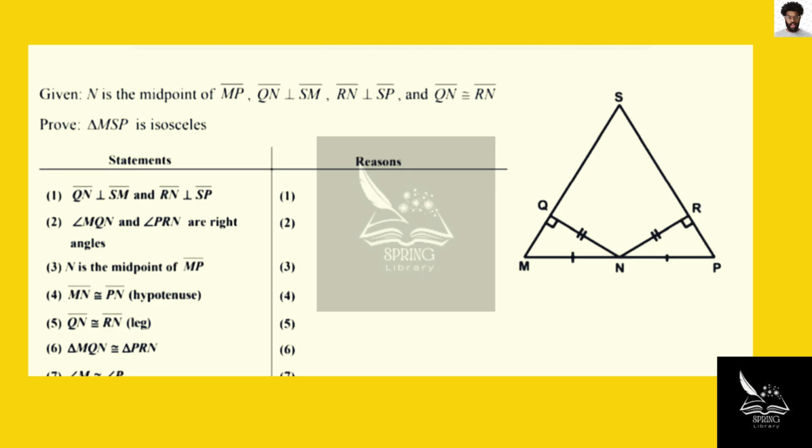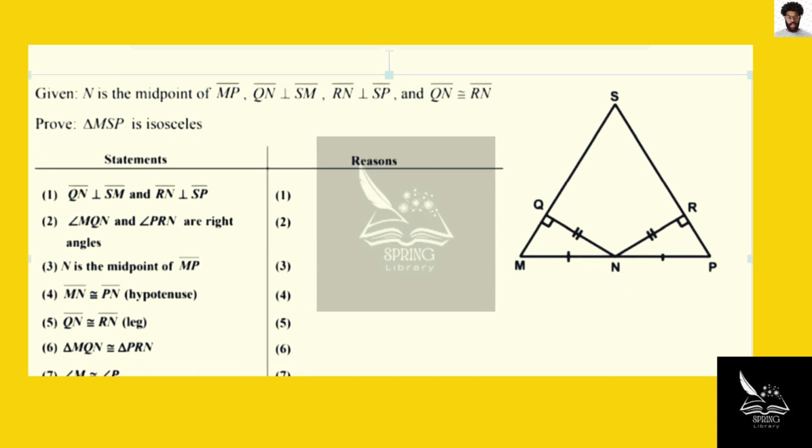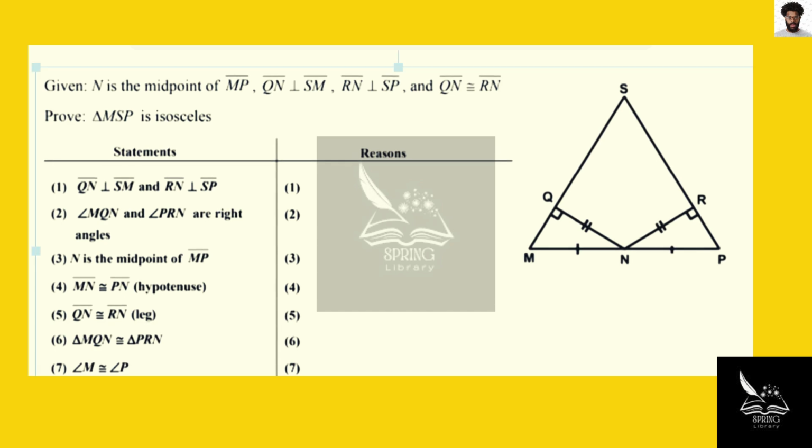All right, so you're given a lot of information there, and part of that is that QN and SM are perpendicular and RN and SP are perpendicular, which are already marked by the right angles here. So that was given. Then this would mean that they're right angles as marked in the diagram because that is the definition of perpendicular.